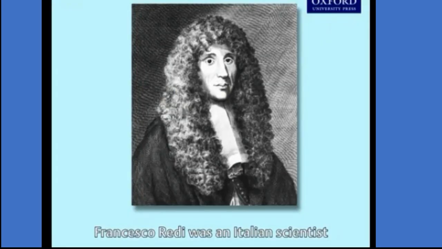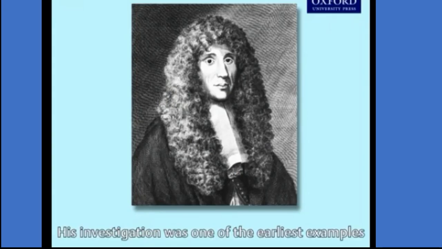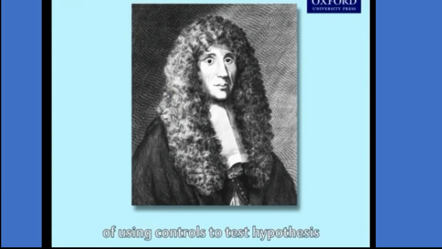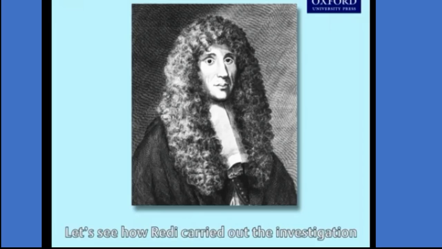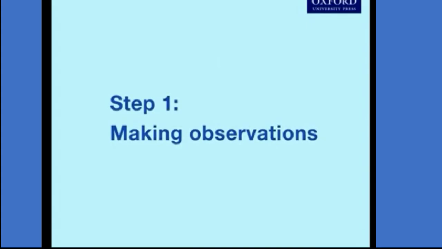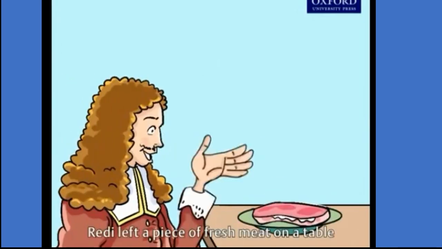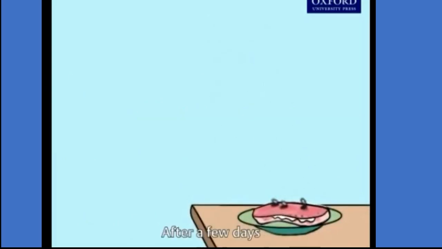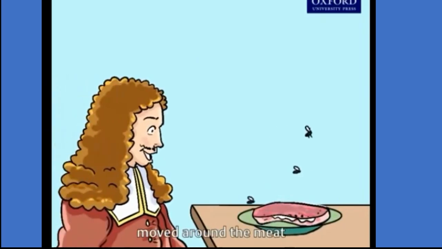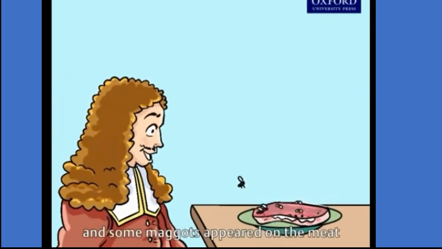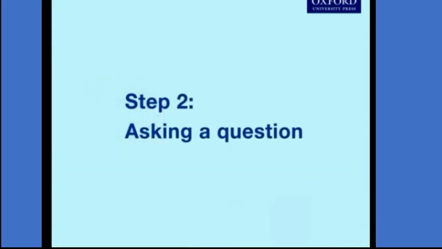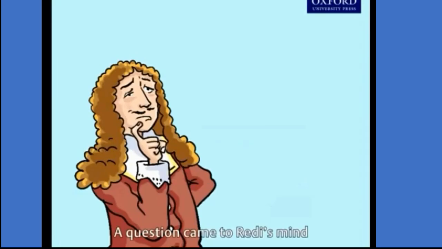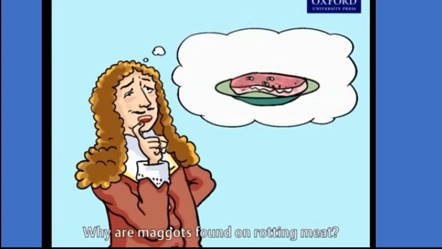Francesco Redi was an Italian scientist. His investigation was one of the earliest examples of using controls to test hypotheses. Let's see how Redi carried out the investigation. Redi left a piece of fresh meat on a table. After a few days, Redi found that some flies moved around the meat and some maggots appeared on the meat. A question came to Redi's mind. Why are maggots found on rotting meat?